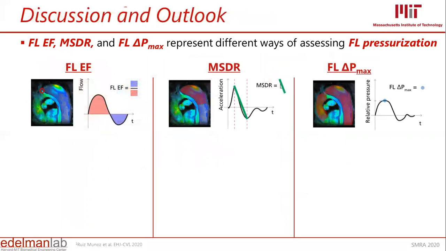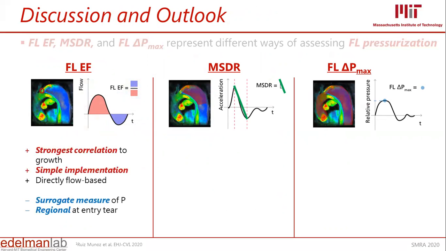So even though we believe these three metrics all describe the same phenomena, they do so by utilizing different entities of the hemodynamic environment and consequently come with unique strengths and weaknesses. For FLEF, it is the entity that in our data showed the strongest correlation with growth, and it is also a simple metric to derive. All that is required is identification of the high velocity flow at the entry tear. However, FLEF is only an indirect estimate of pressure, does not take any distal false lumen behavior into account, and is based on flow analysis and a 2D analysis plane, which can be problematic in complex tear anatomies.